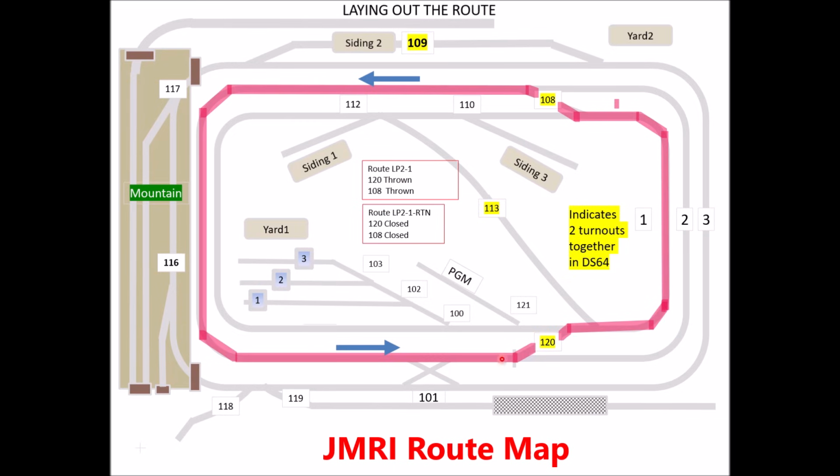The train, if it starts here, starts on loop 2, switches over to loop 1, and then back again over to loop 2. The routes I labeled as LP2-1, where 120 and 108 turnouts are thrown, and route LP2-1 return, where 120 is closed and 108 is closed. So that route separates the loops again.